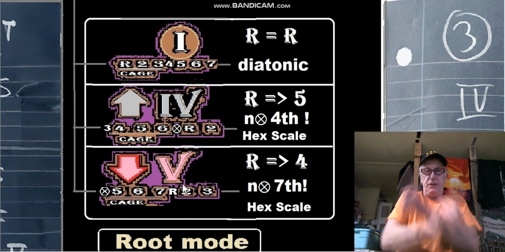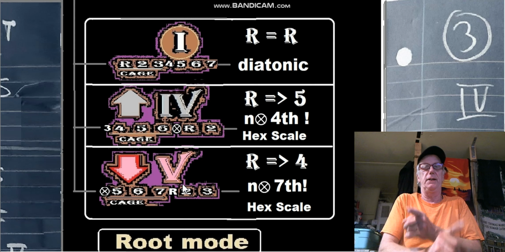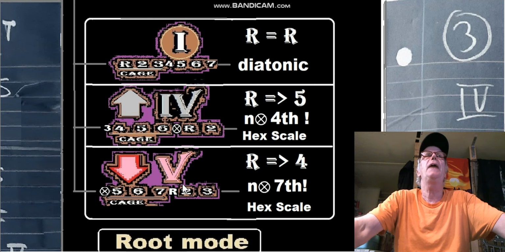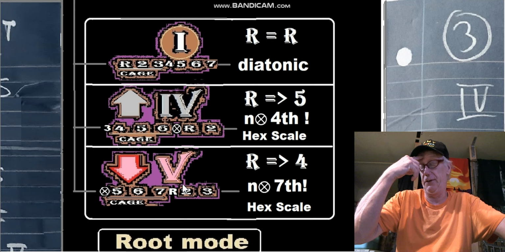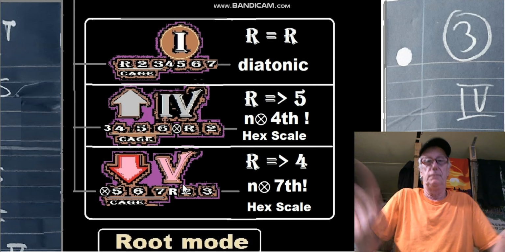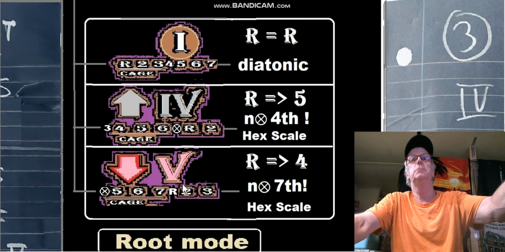The fourth or the seventh would be like this. So we add the seventh to the fourth. We add the fourth of the fifth to the fifth. We add the seventh of the fourth to the fourth. So they're kind of swap notes, you know. The Locrian fourth.